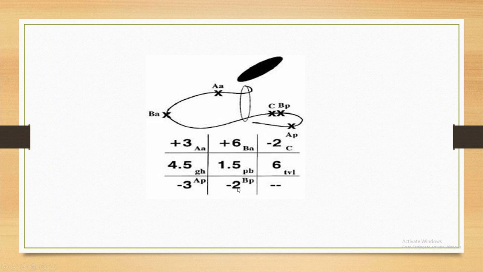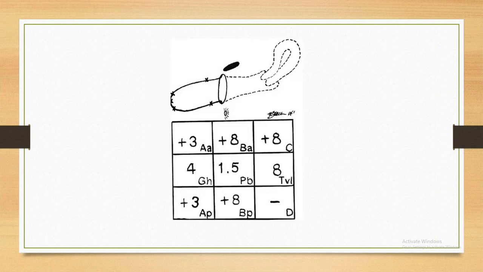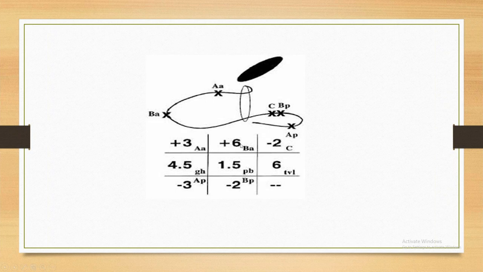Got it? So what is the complete staging now? How do we write the exact stage for this? Compartment wise only, because there are different stages for different compartments. So this is stage 4 anterior, stage 1 apical, and stage 1 posterior.